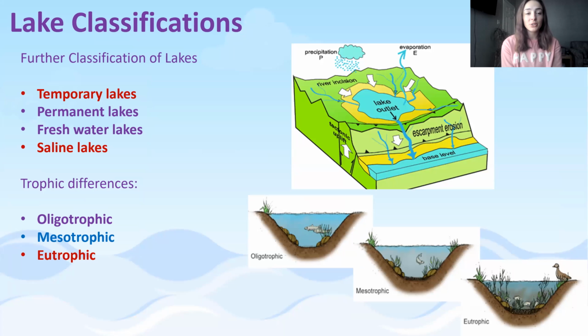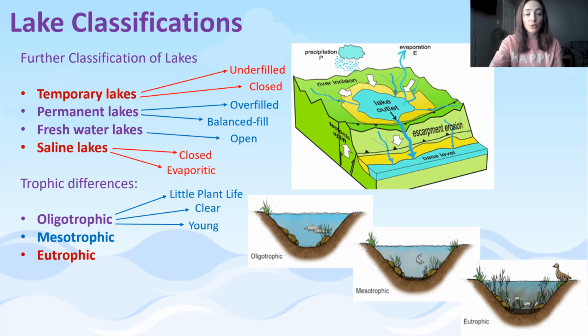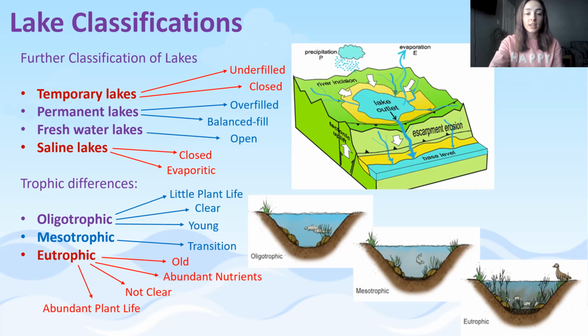Throughout this lecture, we're going to be going over in more detail different classifications of lakes. For example, we're going to be talking about what temporary lakes are compared to permanent lakes and their characteristics, like being underfilled versus overfilled, as well as balance filled. And then we'll also talk about closed versus open lakes, saline versus freshwater lakes, as well as evaporative lakes or playa lakes. And we'll also go over trophic differences, which we'll define later. And these include classifications oligotrophic, mesotrophic, and eutrophic, which have characteristics listed here that we'll go over later as well.